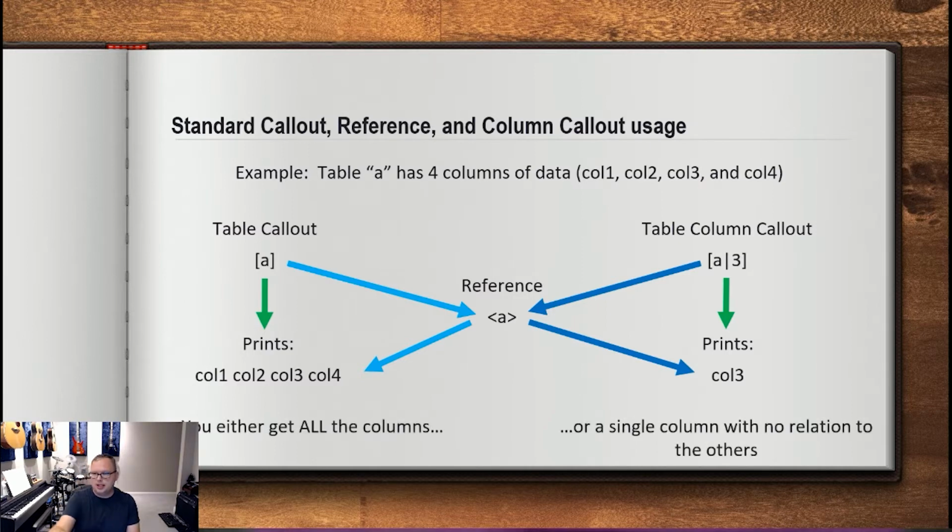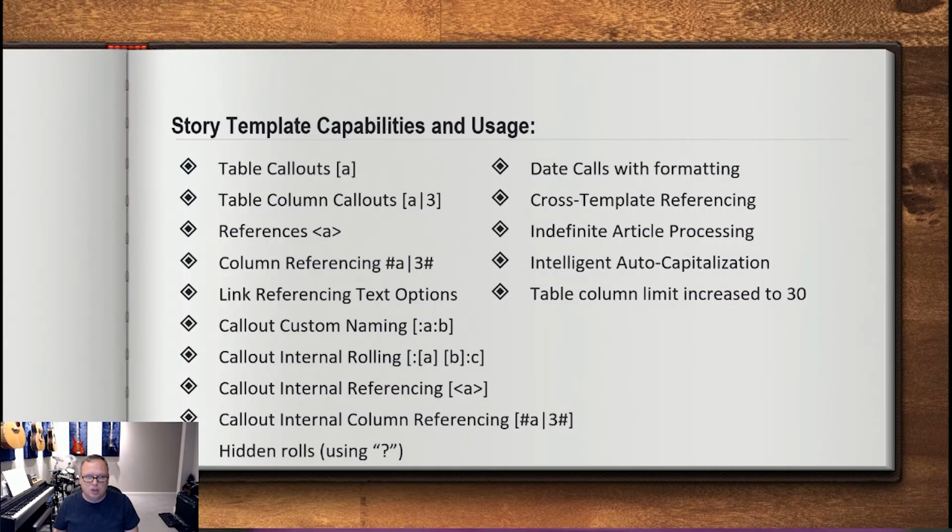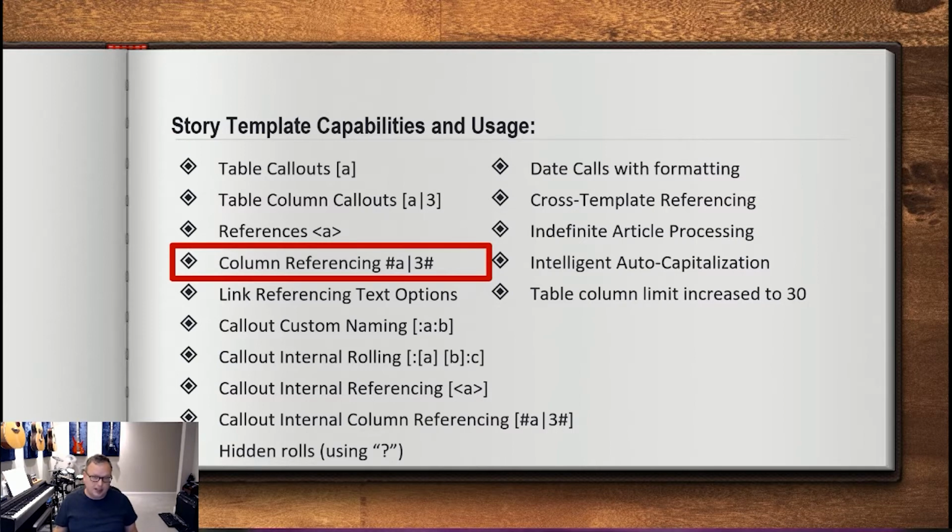The problem was, and this is where we get into some of our more advanced features, when you use this standard column callout or the standard table callout, you either get everything or you just get column 3 from row whatever, row 15. And so column 3 won't have any relation to anything else that you've rolled as a result. So this is where we get into the advanced features, and we'll take a look at column referencing. We'll jump in the PowerPoint real quick, and I'll run through it, and then we'll jump over to Fantasy Grounds and take a look at what that looks like when the rubber hits the road.